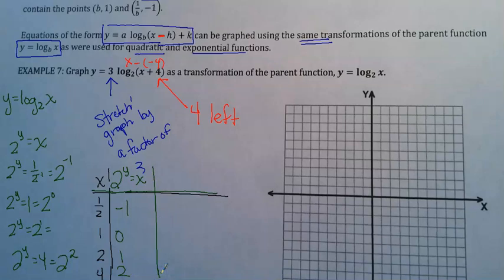So if I graph that, I've got (1/2, -1), (1, 0), (2, 1), and (4, 2). Okay, so notice our asymptote is that vertical axis, the y-axis.